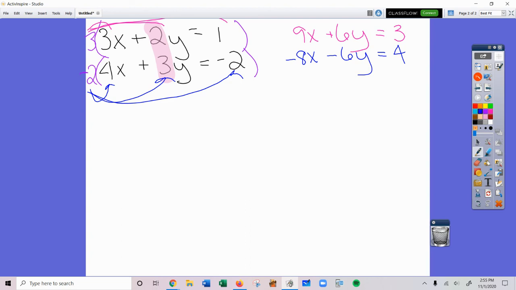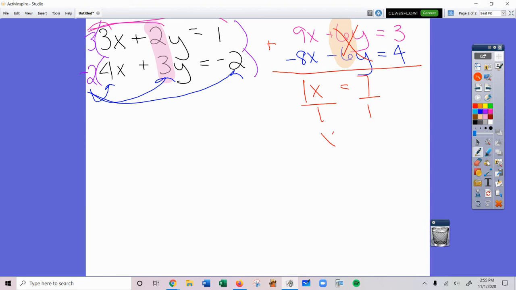Okay, and also keep in mind your work could look very different than your neighbor. You could choose to multiply by different numbers. You could choose to make the x's match instead of the y's, but you could still be doing the correct work. Okay, so now I have matching coefficients right here on my y's, and they're the opposite sign, so I can go straight to adding. So 9x plus a -8x is a 1x. The y's cancel. 3 plus 4 is 7.